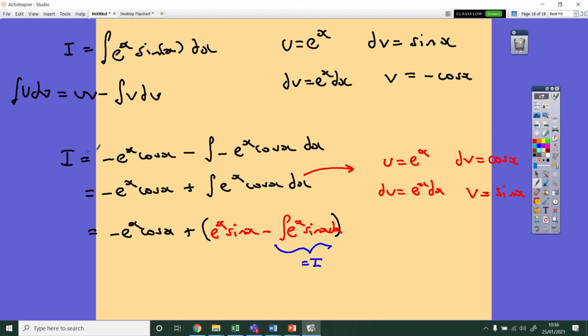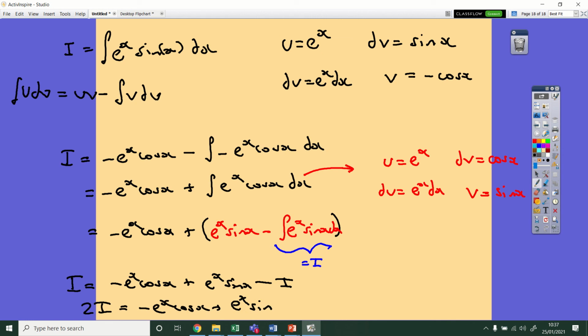Okay, so now, because I've written my integral as this capital letter I, I can write an equation in I. Because I've now got I equals minus e to the x cos x plus e to the x sin x minus I. And what I can do with this is solve this for I. So by adding I to both sides, that gives me 2 lots of I equals minus e to the x cos x plus e to the x sin x. I'm not going to add c just yet. But now I can halve everything and solve for single I.